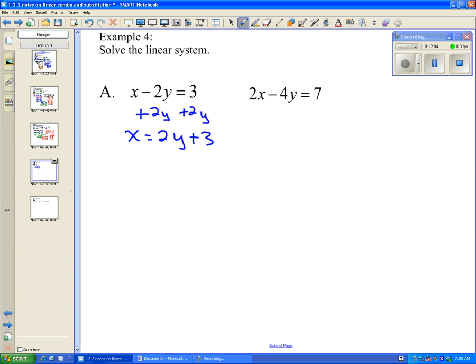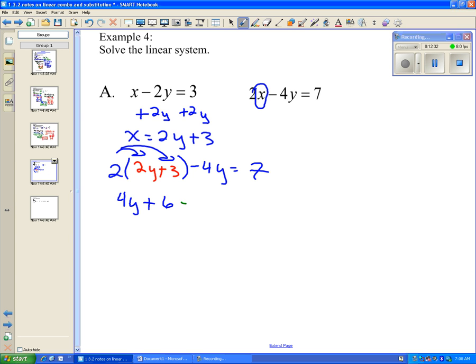I'm going to plug it in for my x over here on the right, and I'm going to get 2 times (2y plus 3) minus 4y is equal to 7. Again, I have one equation with one variable. I can solve for it. Distribute the 2. I get 4y plus 6 minus 4y is equal to 7.